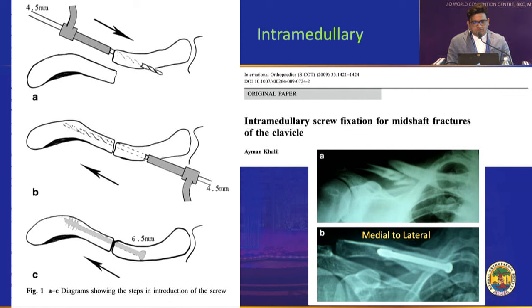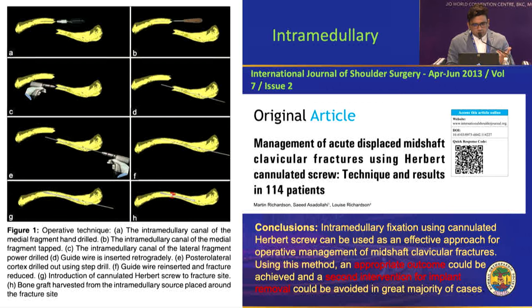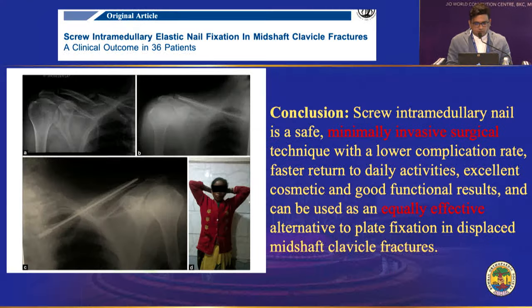This is in 2009, in which they have included 6.5 millimeter screws across the fracture site from the medial to lateral end. This is one more study which shows the use of Herbert screws across the fracture site. They have published results in 114 patients, which is a very safe and effective management of the midshaft clavicular fracture. But in both these techniques, they have probably opened the fracture site, reduced it and put the screws.